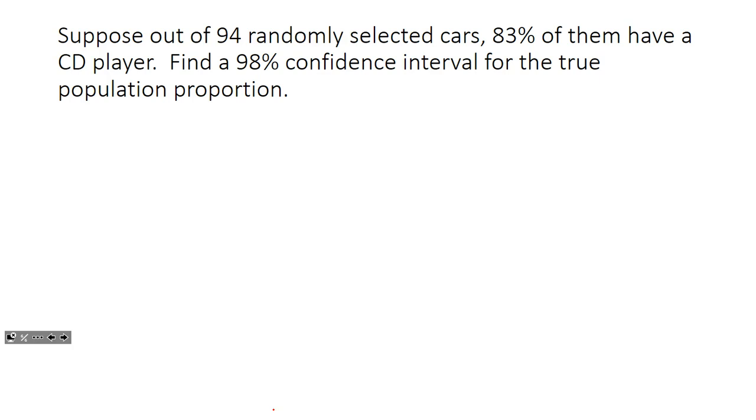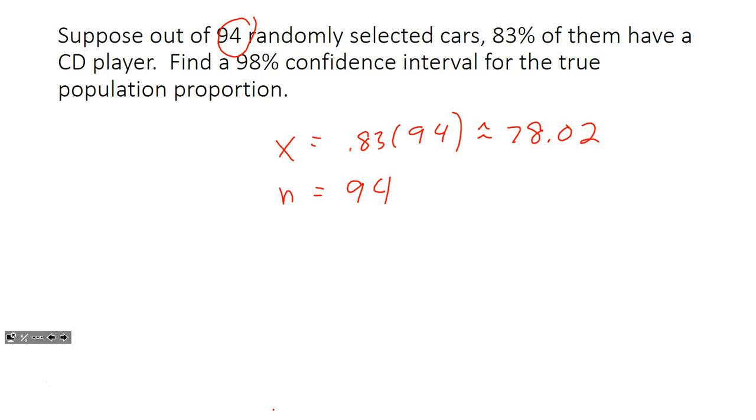Okay. So we have 94. We know that N is the 94, but we need the value of X. Well, it just tells us 83% of them have a CD player, so we can do that calculation. We would do 0.83 times 94, and if you do that, you get approximately 78.02. Now, obviously, out of 94 cars, 78.02 of those couldn't have a CD player. It must have been that it was 78.